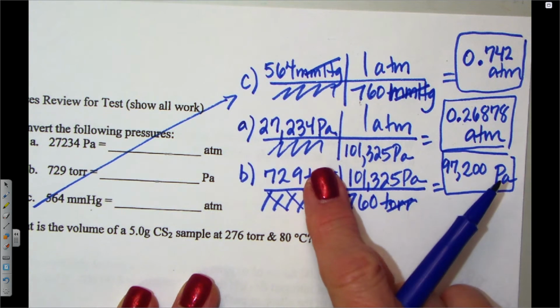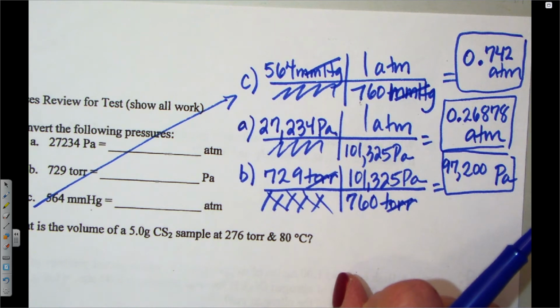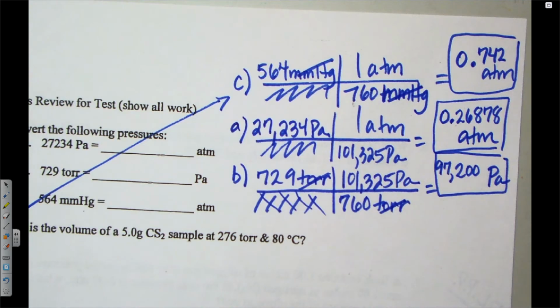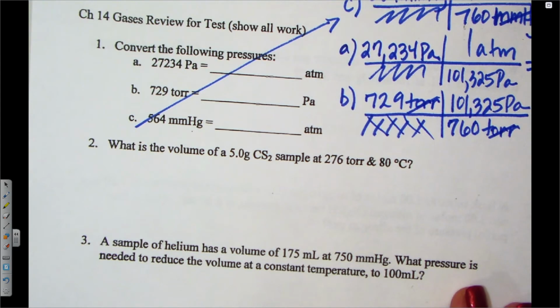And remember, for your gas laws, if you're using a gas law like the combined gas law or any of its derivatives, you're going to have to make sure your units cancel. So this is where it is extremely important that your pressure units cancel when you're plugging into that. And then remember, for the ideal gas law, you have to always convert your pressure to atmospheres. All right, let's look at number 2.